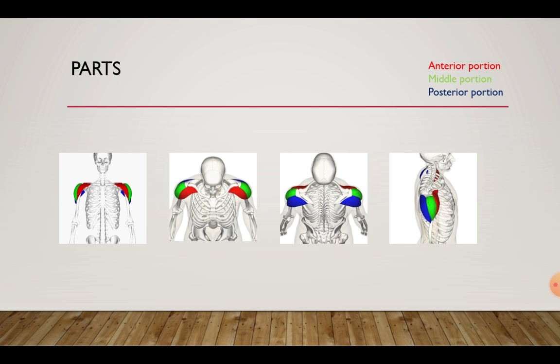Middle portion, primary motor of abduction and vertical extension. Posterior portion, primary motor of horizontal extension and accessory motor of extension, abduction and external rotation.